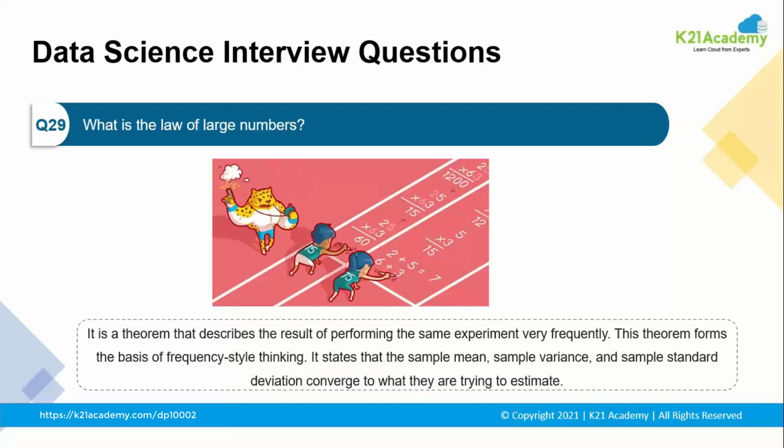Moving on to another mathematical question, what is the law of large numbers? This is a theorem that describes the result of performing the same experiment very frequently. This theorem forms the basis of frequency-style thinking. It states that the sample mean, sample variance and sample standard deviation converge to what you are trying to estimate.